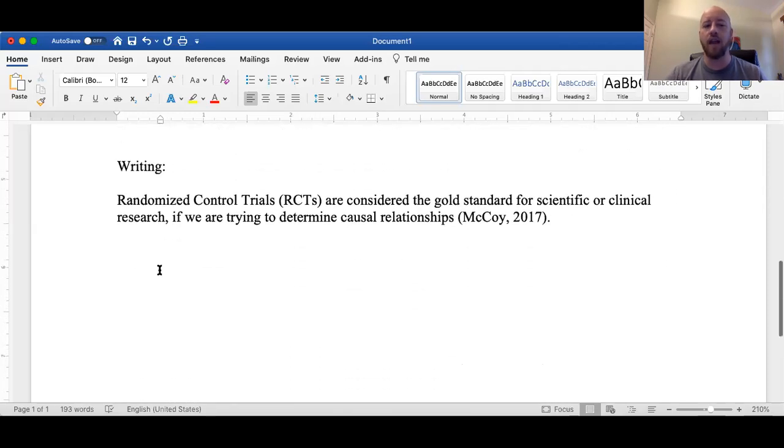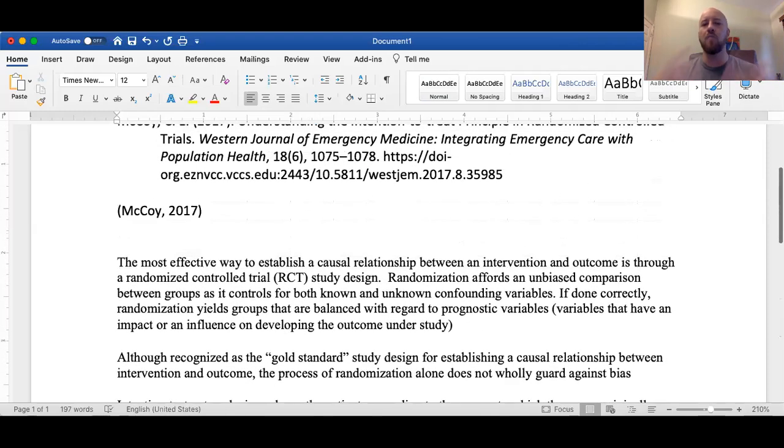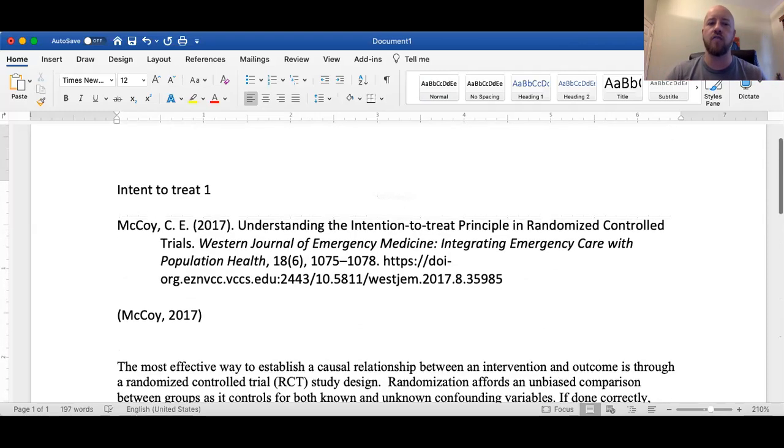And then you would start the next article, and maybe the next one is intent to treat 2. So this is a separate citation, separate article. This is the information that you got from that other article. And so then you are compiling information as you go.